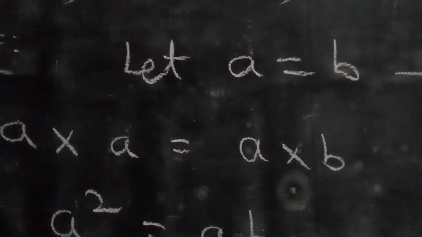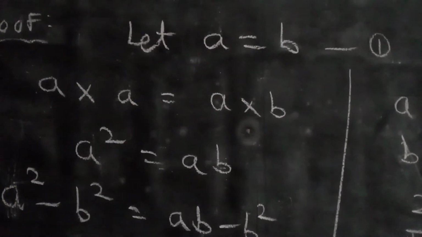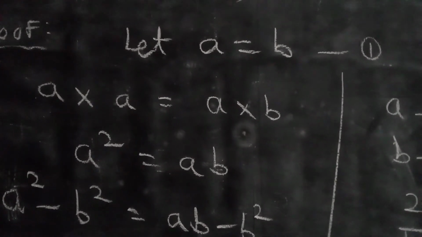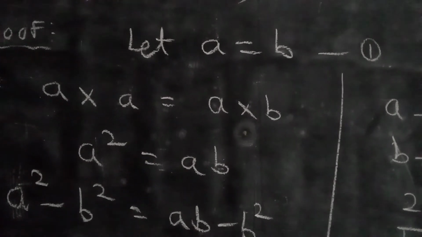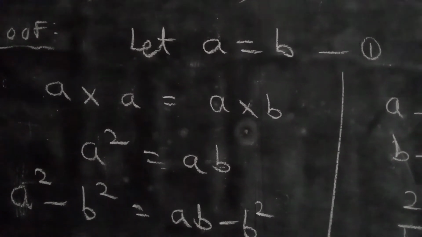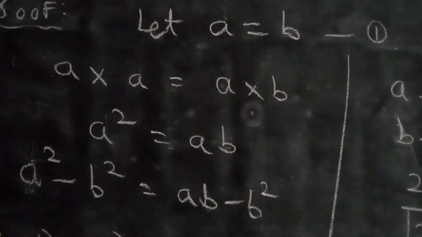Assume that A equals B. That is equation 1. Assume that A equals B. Multiply both sides with A. A equals B, whatever you do, multiply on both sides with A. Then A into A equals A into B. A into A means what? A square. A into B means AB.